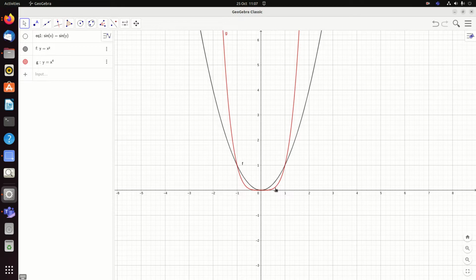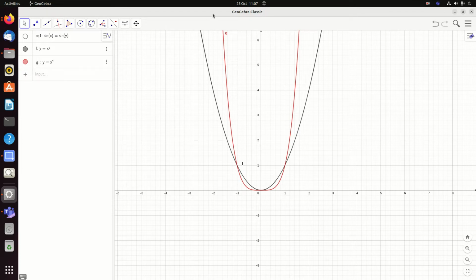So let's take a half, for example. When we square a half, we get a quarter. But when we do a half to the power of 4, we get a 16th, which is significantly lower than a quarter. And that's why x to the power of 4 is under x squared between 0 and 1, but much steeper than x squared after 1. Because obviously a number bigger than 1 to the power of 4 is much bigger than the same number to the power of 2.